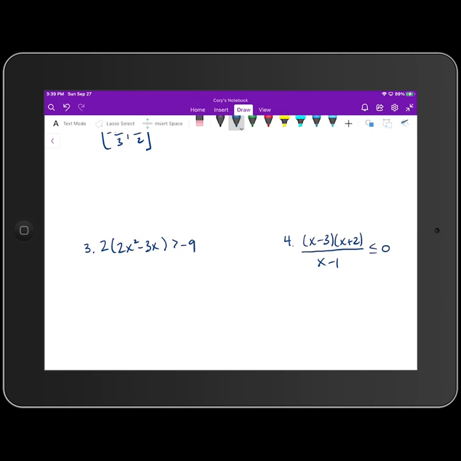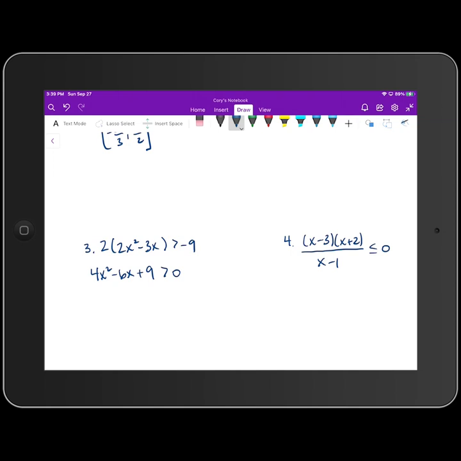All right, so with number 3, I'm going to do 2 things to start. Number 1, I'm going to distribute 2 across both terms. And then I'm going to move negative 9 to the left-hand side by adding 9 to both sides. That way we can compare our polynomial to 0. Okay, so that's going to give us 4x squared minus 6x plus 9. We want to find where that is greater than 0.